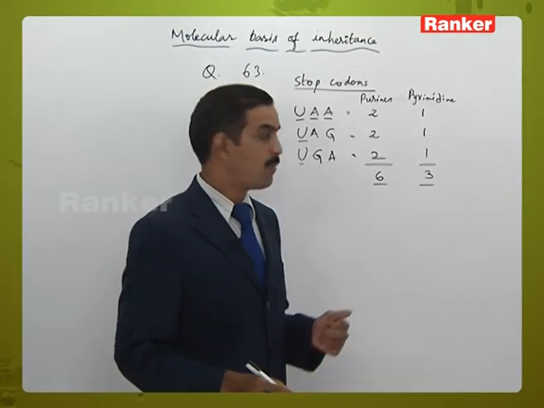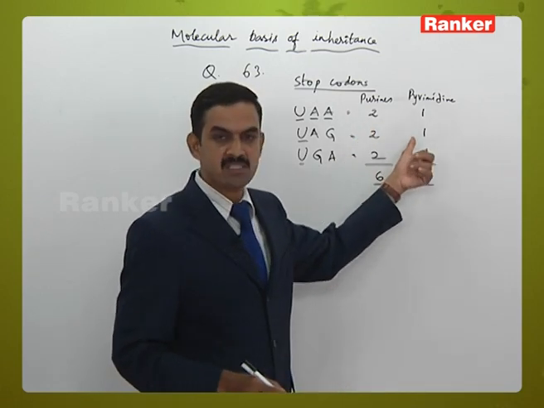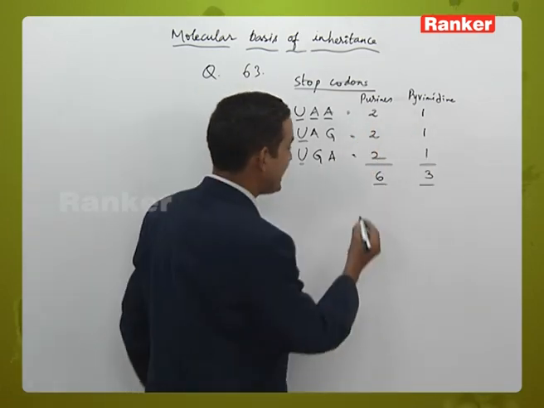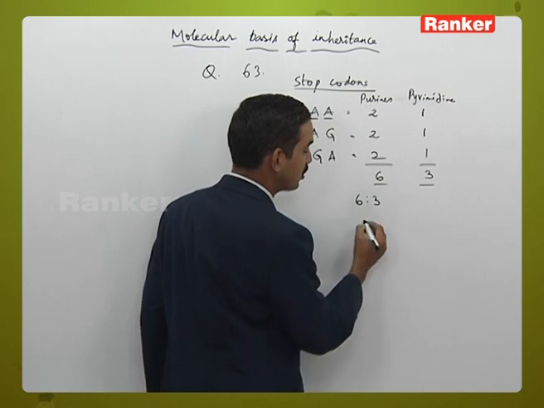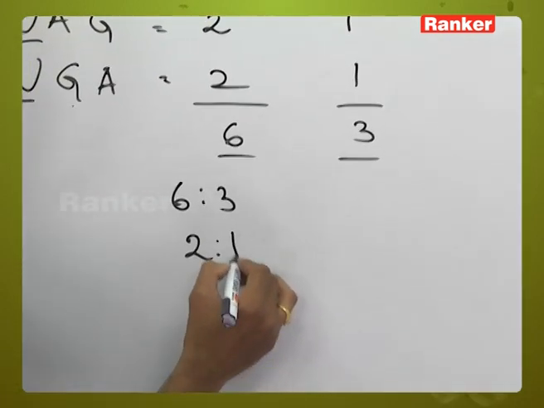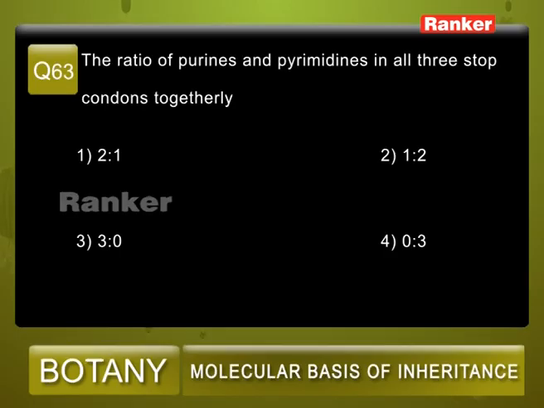Now the ratio between purines and pyrimidines in stop codons all together is 6:3. If we simplify it, it becomes 2:1. So question number 63, the correct answer is 1.